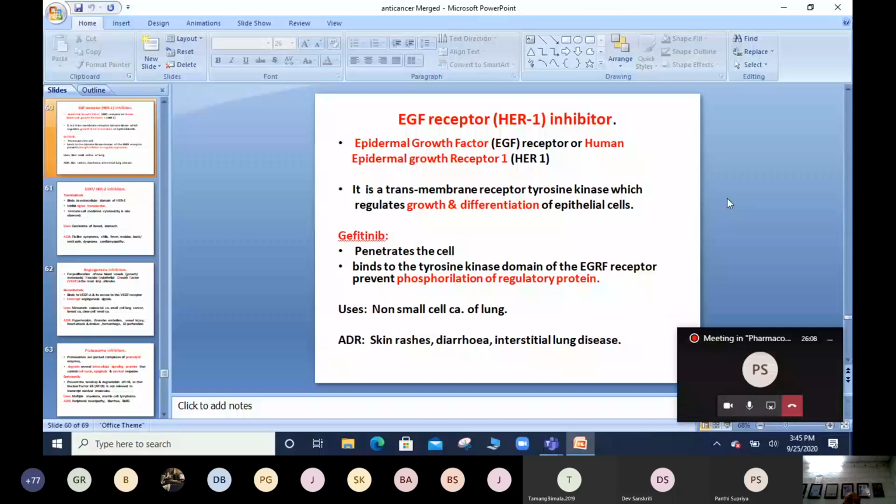What is the drug? It is called gefitinib. It penetrates the cells, binds to the tyrosine kinase domain of the epidermal growth factor receptor and prevents phosphorylation. This phosphorylation is a regulatory process.